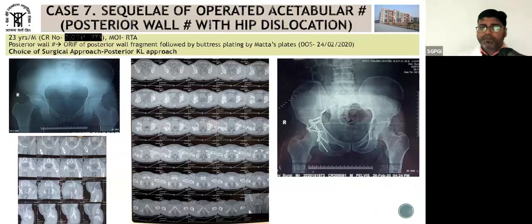So just to show some of our cases which have gone into avascular necrosis, this was one case which I had fixed way back in 2020. Patient was doing quite well for around 2 years. Then he started having pain in the hip. We got an MRI done.